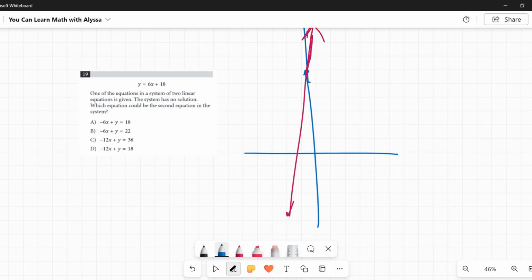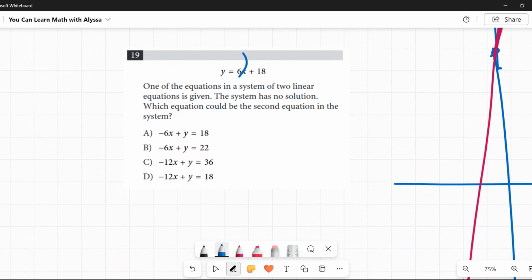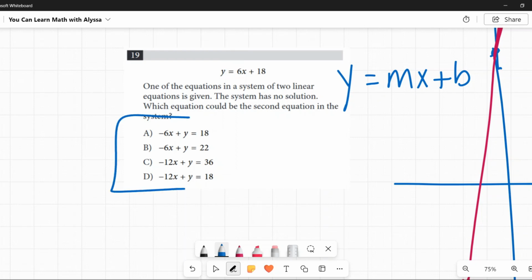That's the key. So we're going to look at these and see which of them has the same slope as the top one. And I mentioned in passing, if you caught this or not, that little 6 there by the x, that is our slope, because this is in y equals mx plus b format, where the b, that number by itself, is the y-intercept, and the number by the x is our slope, the m. So our slope is 6. So we want to look at all of these and see which of these has a slope of 6.